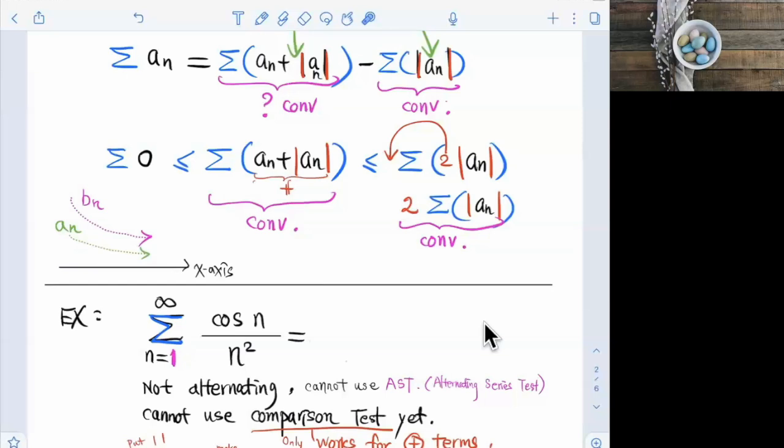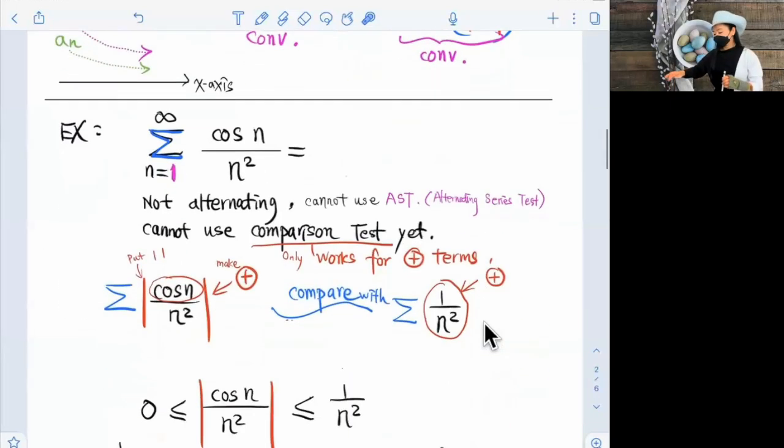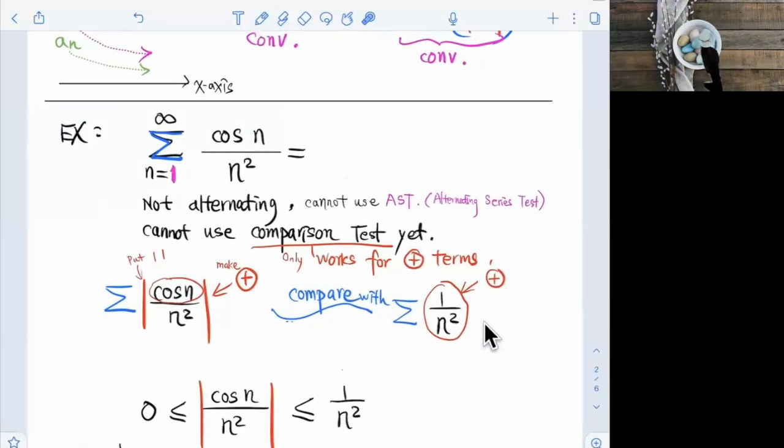So in order for the comparison test to work, both this one and this one, the terms have to be positive. In other words, it has to be above the x-axis. Okay, so that's why we put the absolute value over there, to ensure that the terms over here will be positive. Okay, so the absolute value here. So the bigger positive series here converges, then the smaller positive series can also converge.